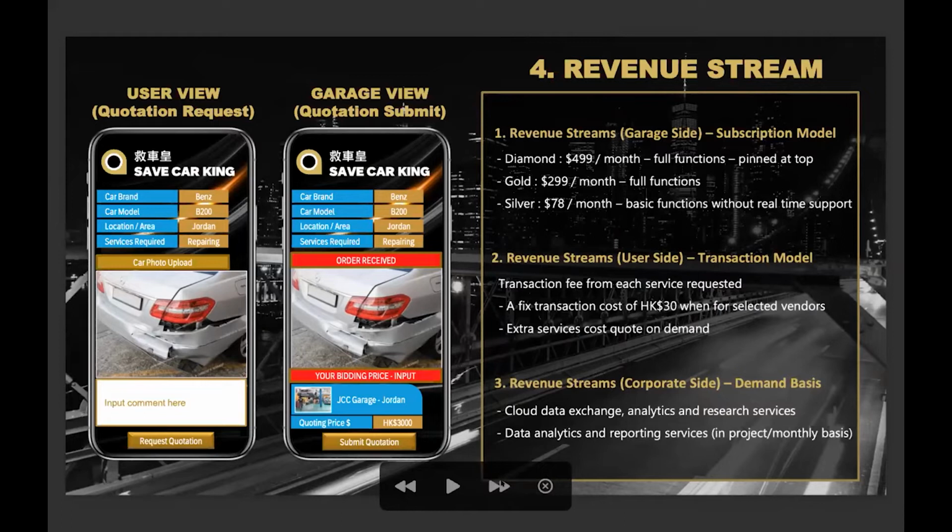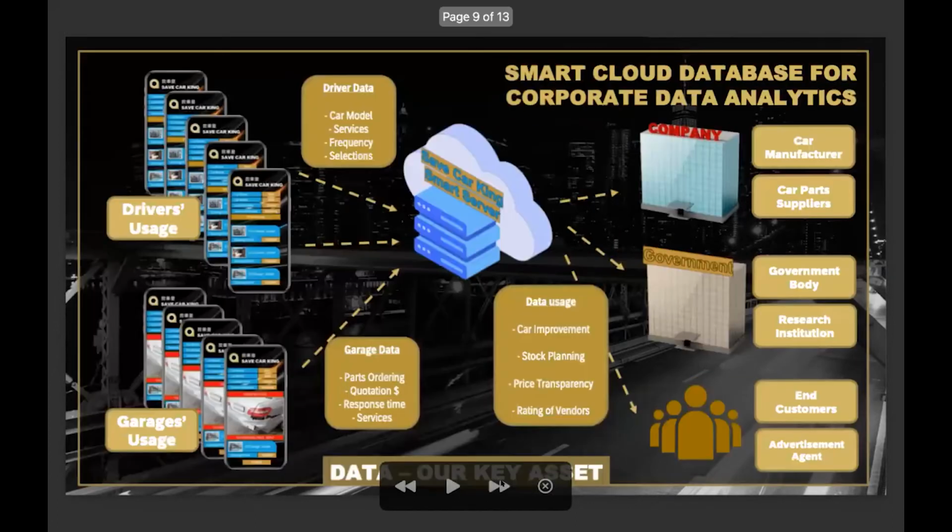For the revenue stream, we will take the subscription from the driver and from the garage, and we will take the transaction fee from the driver as well. Of course, we are not only making money, but we are also sharing the data with the community. We will record the car model, the service, the frequency they are asking for the service, what kind of parts they are ordering, and what kind of car model they're repairing.